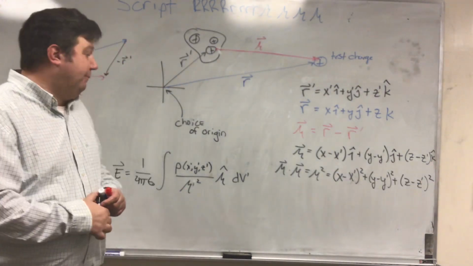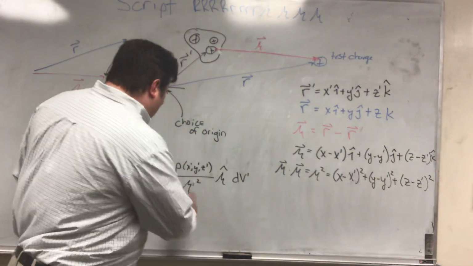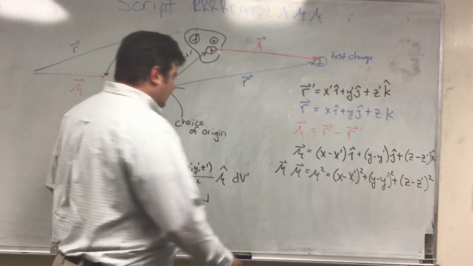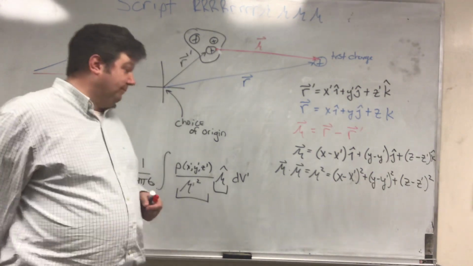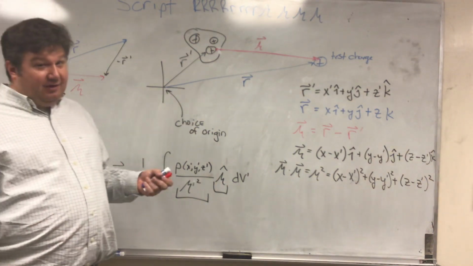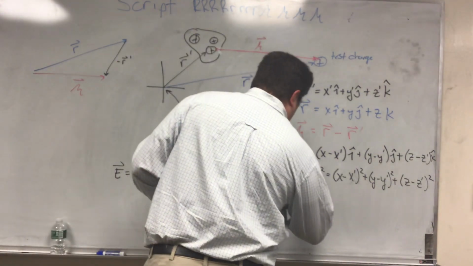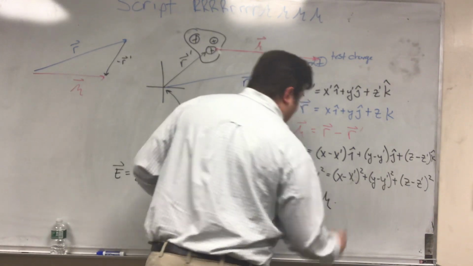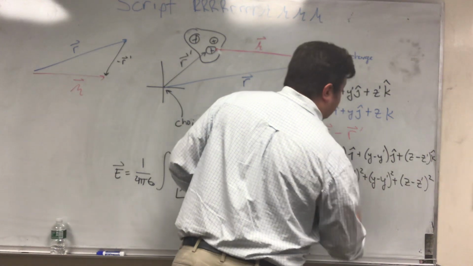Okay. But what we often need, which is a problem, is we can get this. This is important, right? But what we often need is script R hat. And that's a pain. A real pain. So it's easier to sometimes think about it in the following way. Script R vector, right, is equal to the magnitude of script R times the direction of script R.